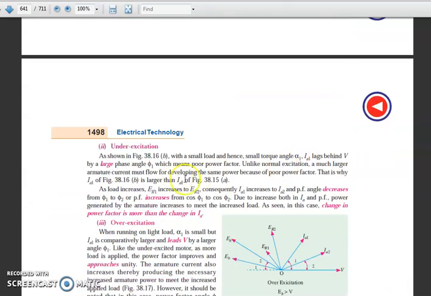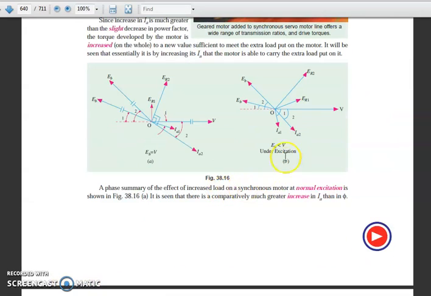In that case, suppose we increase the load on the synchronous motor. So in that case, what will happen? Firstly there is a smaller load, so in that case we obtain the smaller ER1. But if we increase the load on the synchronous motor, then obviously the load current IA2 will increase. Initially it was IA1 when the load was smaller. When the load increased, the armature current increased, so it became IA2. So if IA2 increases, obviously ER2 increases.